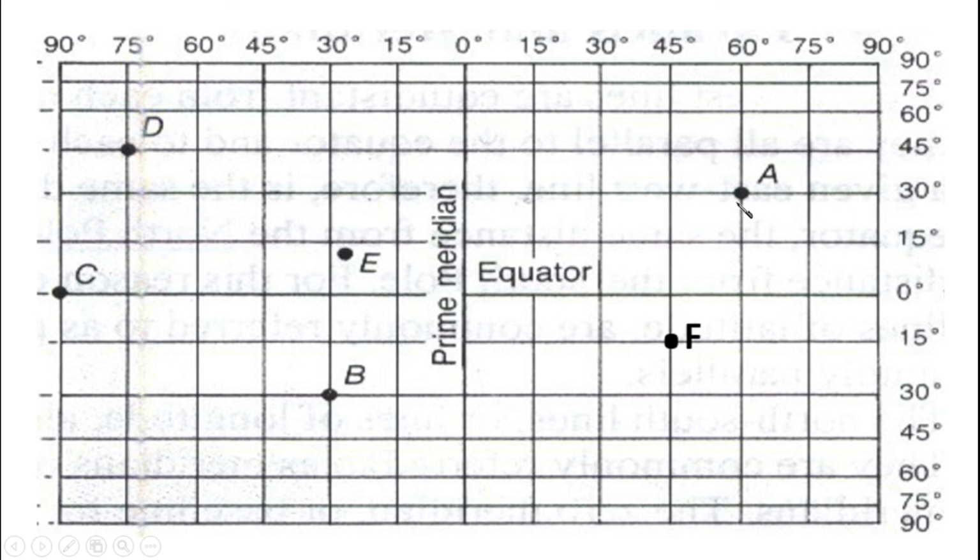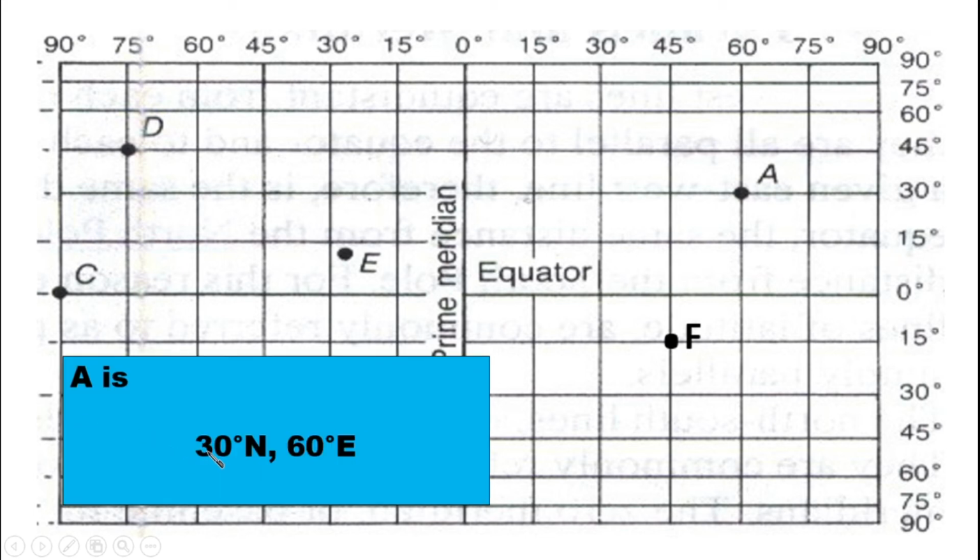How about its longitude? Look at the standing line where it lies, and it lies at exactly 60 degrees. But the question is, what is its direction? Is it east or west? Okay, very good. It is east because it is located at the right side of the prime meridian. So that means A is 30 degrees north and 60 degrees east. If you got it correctly, congratulations.